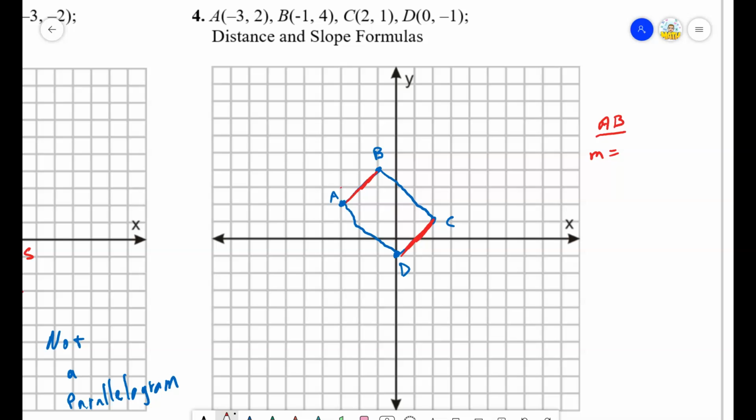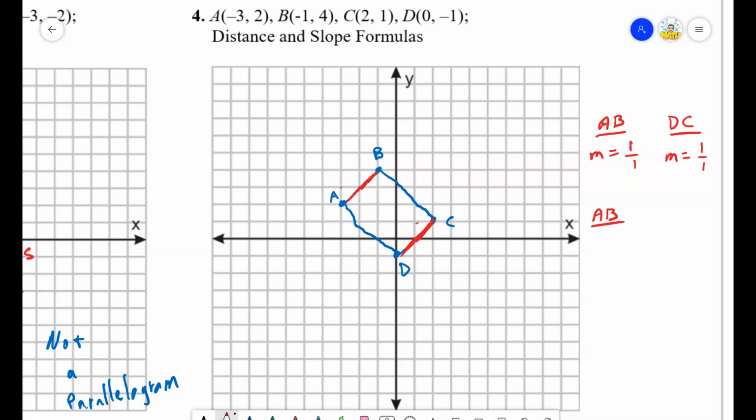Okay, we go up 1 over 1, up 1 over 1. It's a slope of 1 over 1. For DC, we'll verify our slope. We go up 1 over 1, up 1 over 1, or we go up 2 and over 2. Either way, it's a slope of 1 over 1. So we're good on slope. Now, if we just wanted to use slope, we would go and verify the slopes of AD and BC. But we're going to use distance now.